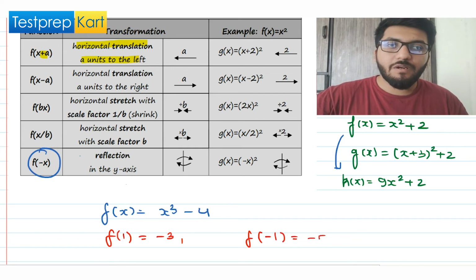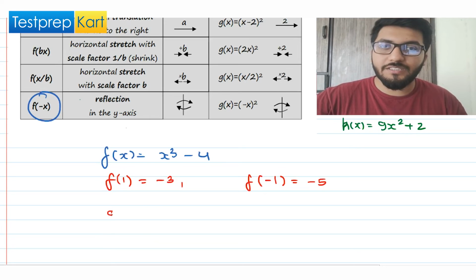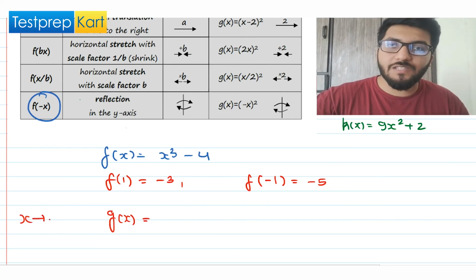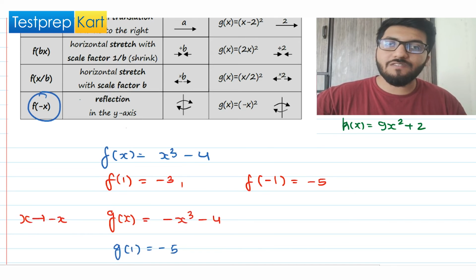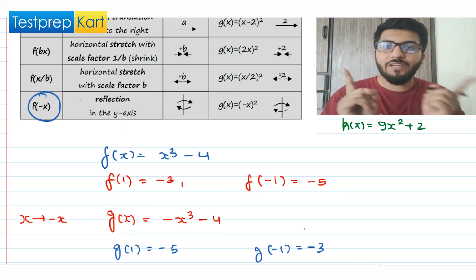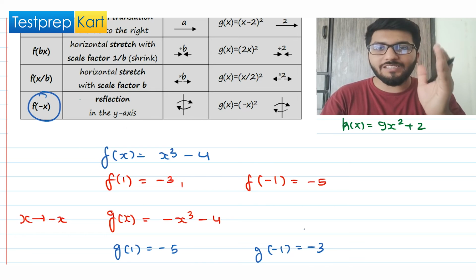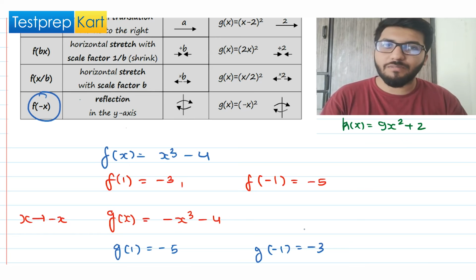But now see, my new function, that is g of x, I am getting by replacing x with negative x. So this will become minus x cube minus 4. So now you can see that g of 1 will be minus 5, and g of minus 1 will become minus 3. So you can see that the switching is taking place, or we can say that reflection is taking place about the y-axis, by taking the y-axis as a mirror. So keep this thing in mind.